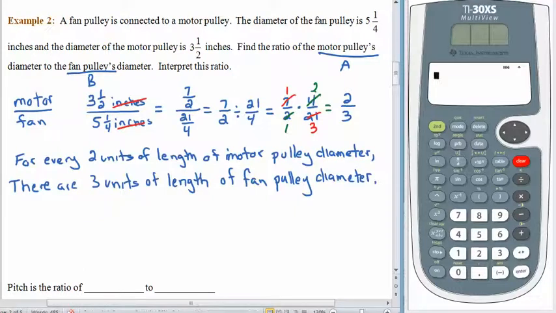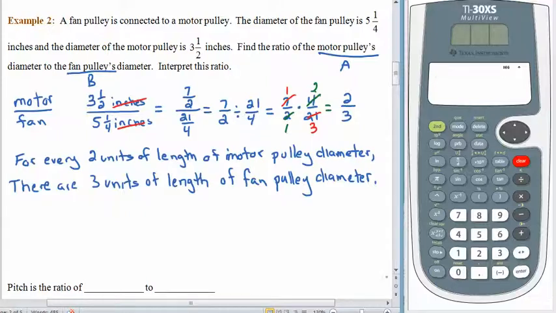So if somebody were measuring these pulleys in centimeters, it would still be for every 2 centimeters of motor pulley, there would be 3 centimeters of fan pulley diameter. If you wanted to make a scale model of this that was a whole lot larger than the original, you could talk about for every 2 feet of motor pulley diameter, there would be 3 feet of fan pulley diameter, and it would all work out very nicely.